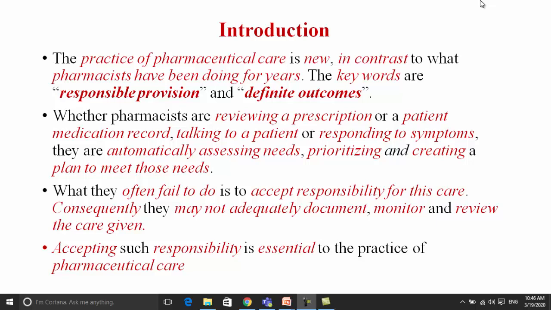As a result, they may not adequately document, monitor, and review the care plan because they may not be confident enough to know whether the practice they provided is evidence-based, rational pharmaceutical care. Accepting such responsibility is essential to the practice of pharmaceutical care. So by understanding such a responsibility, by understanding the type and the level of competence the pharmacist should have, by understanding that the pharmacist is an expert of medicine or expert of drug, such responsibility will be highly rewarded when providing pharmaceutical care.